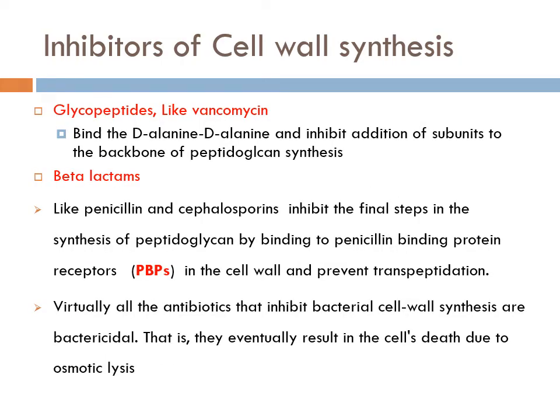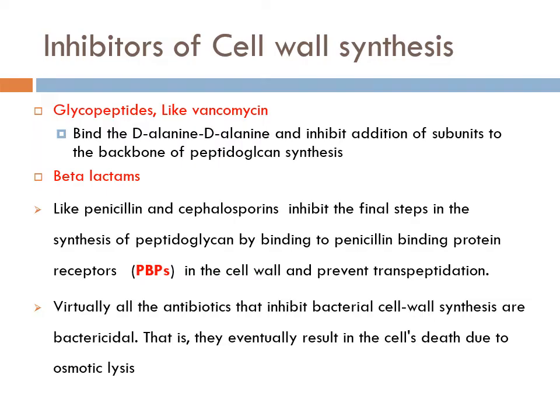Penicillins should also act on rapidly replicating organisms. Glycopeptides like vancomycin, as we said, interfere with binding of D-alanine amino acids and inhibit the addition of subunits to the backbone of peptidoglycan synthesis, and they are actually very effective against MRSA, methicillin-resistant Staphylococcus aureus.